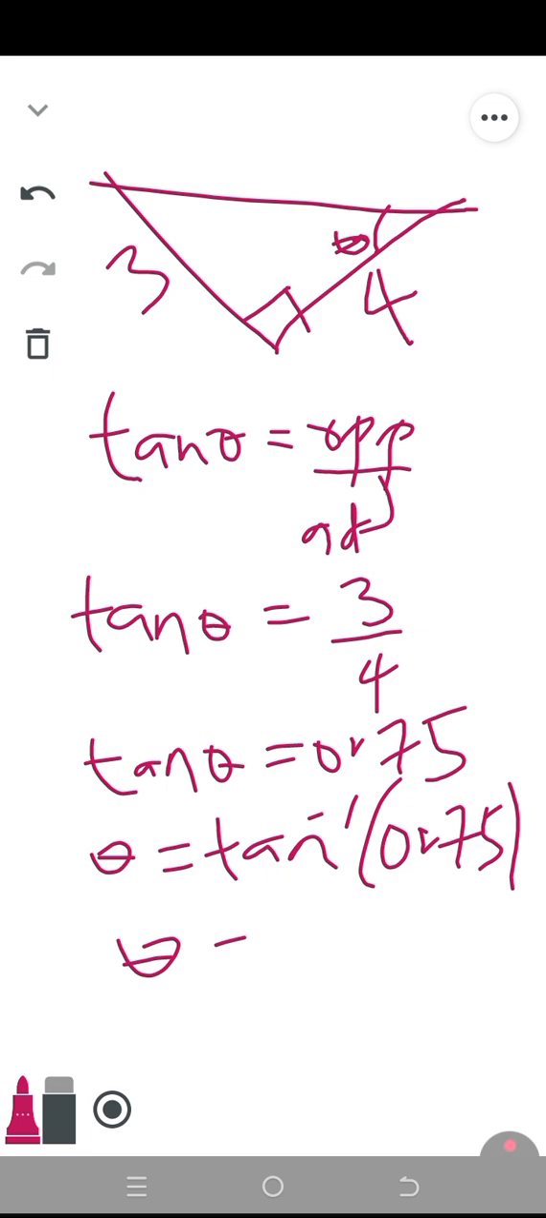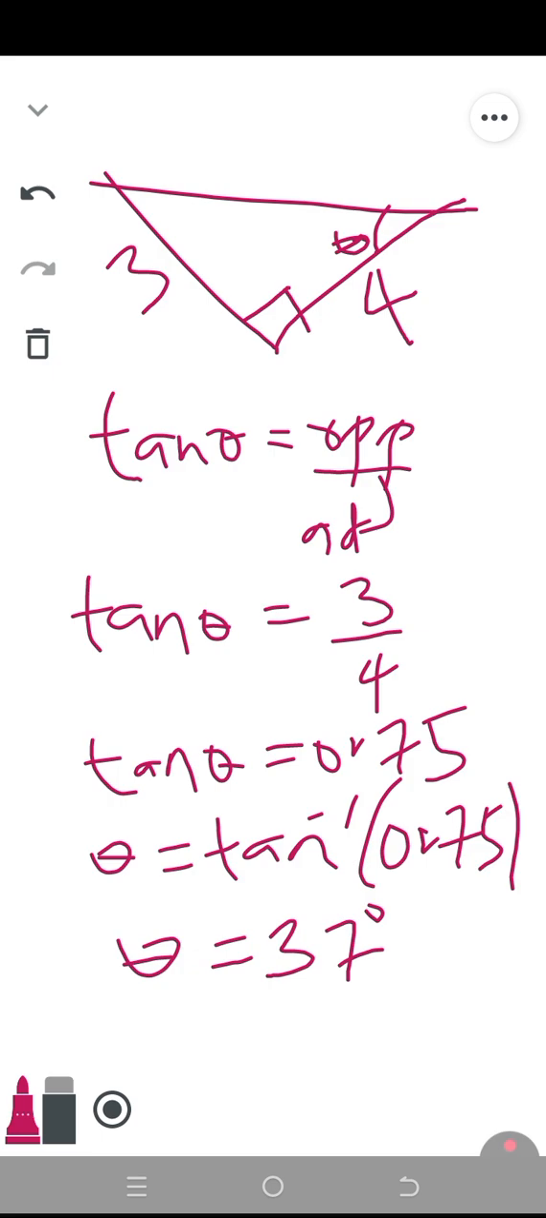Okay, how would that be? Let me see. That will give us 37 degrees. Is that okay? So this is how to solve right angle triangles using the trigonometry ratios.